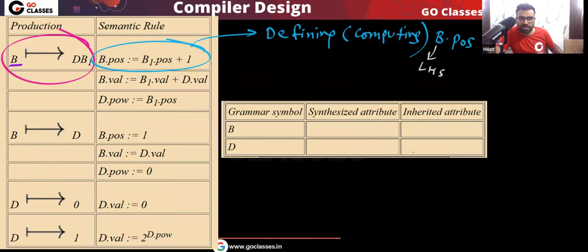Okay, so you can see that corresponding to this production, in this semantic rule that we have written, we are computing an attribute of LHS. So this attribute will be called a synthesized attribute of B. So remember, for this B, POS is a synthesized attribute. Please tell me, did you understand? Very simple definition, nothing else.